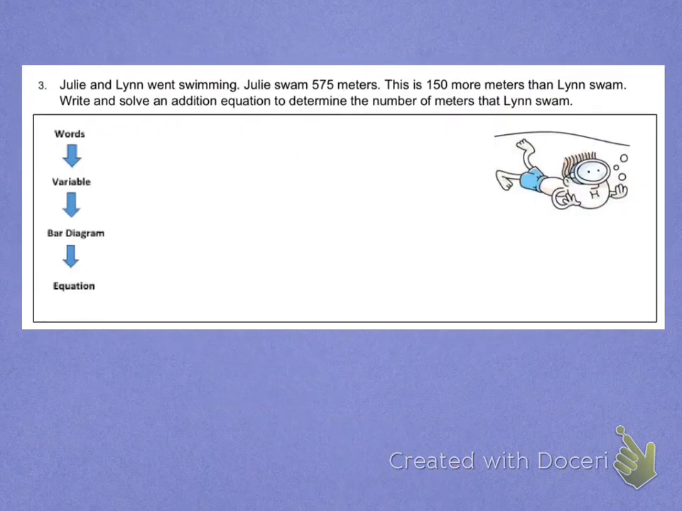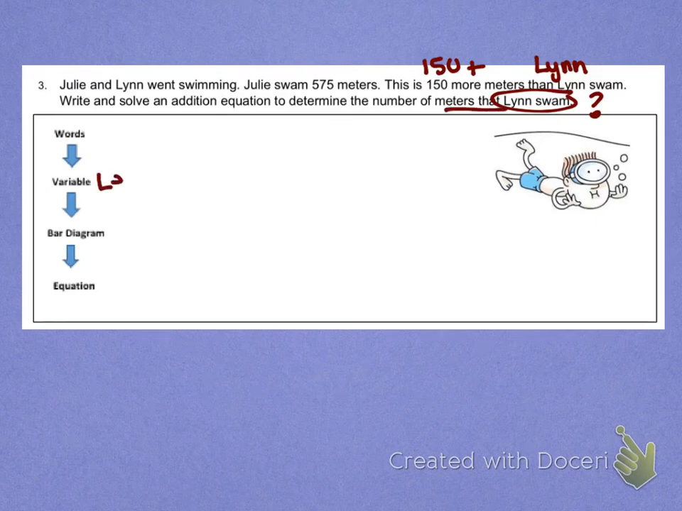Number 3, Julie and Lynn went swimming. Julie swam 575 meters, and this is 150 more meters than Lynn swam. Write and solve an addition equation and determine the number of meters that Lynn swam. So this is what we're looking for right here. We don't know what Lynn swam. So we could go straight to that variable. We could say we're talking about meters of Lynn.